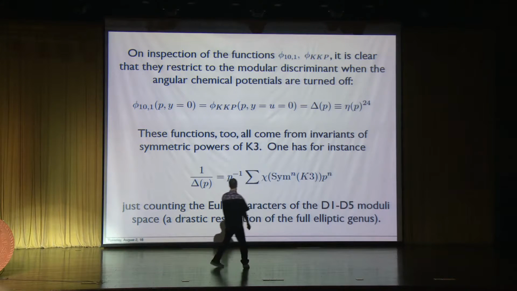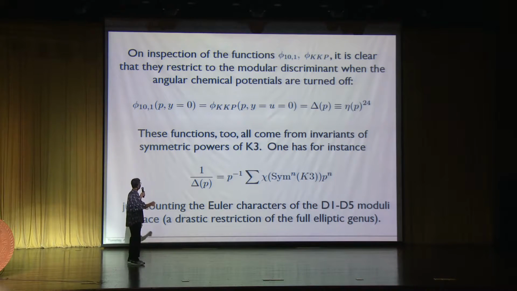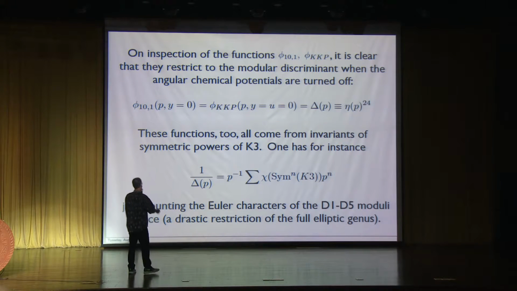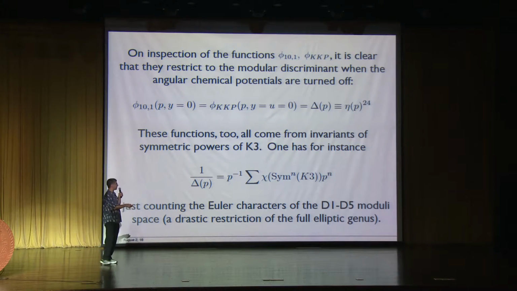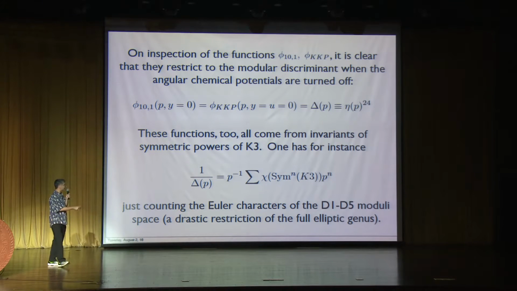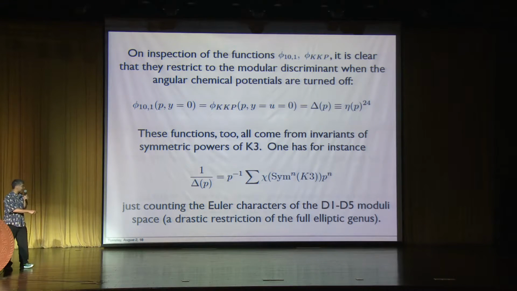And these functions, too, just like the Igusa form, all enjoy a relationship to invariants of symmetric powers of the K3 surface, as you'd expect from the D1, D5 picture. So for instance, the discriminant itself, delta, has an expansion in terms of Euler characters of symmetric products of K3, just counting the most naive supersymmetric ground states of D1, D5. This is a drastic restriction of the full elliptic genus.